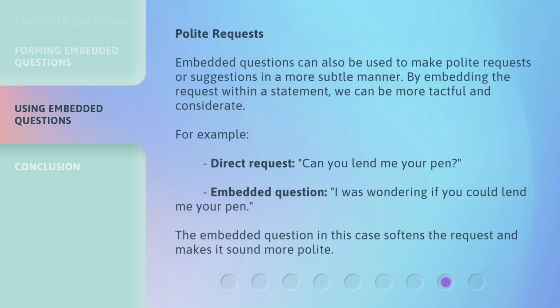Polite requests. Embedded questions can also be used to make polite requests or suggestions in a more subtle manner. By embedding the request within a statement, we can be more tactful and considerate. For example, direct request: Can you lend me your pen? Embedded question: I was wondering if you could lend me your pen. The embedded question in this case softens the request and makes it sound more polite.